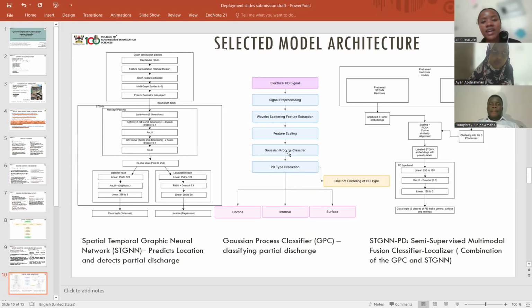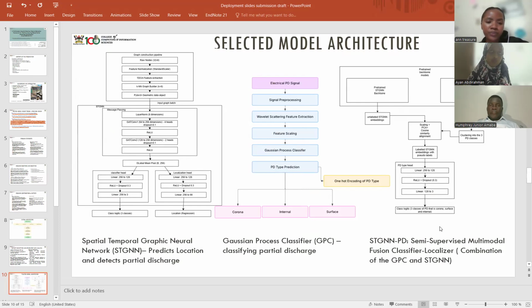Then we have a Gaussian process classifier that was used on the electrical data. It takes in an electrical partial discharge signal, carries out the processing, extracts the features, and scales the features to make sure that they're in the appropriate range. It then uses the classifier to detect whether it's corona, internal, or surface. So from these two models, we're able to train a model.